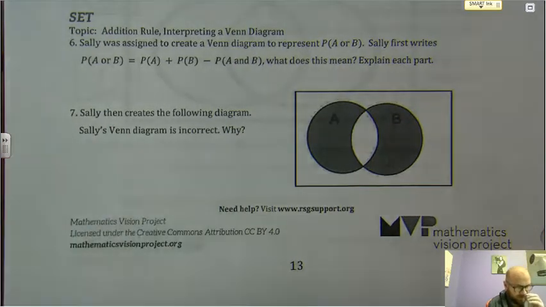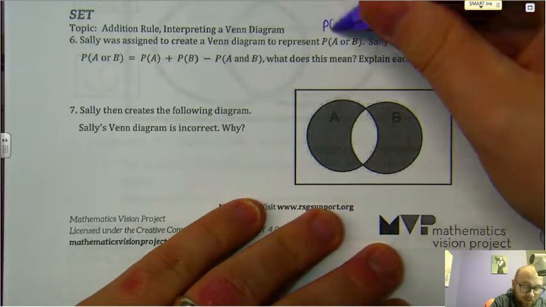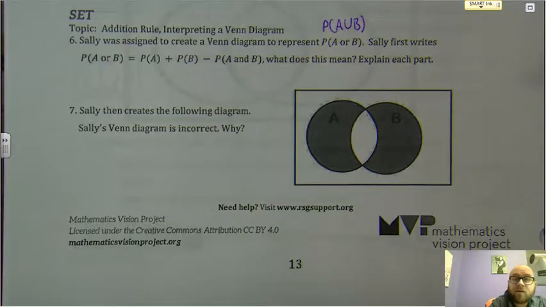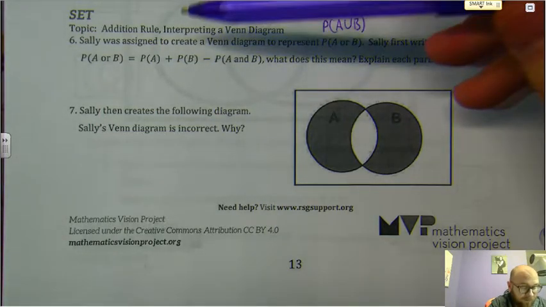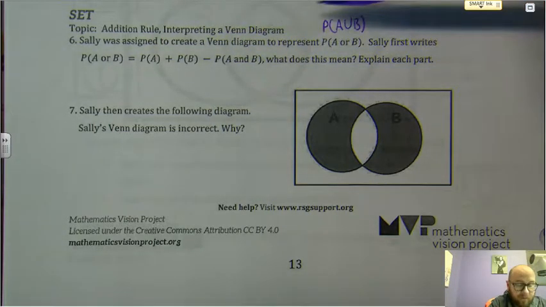Next, we're looking at the addition rule and interpreting Venn diagrams. So Sally was assigned to create a Venn diagram to represent the probability of P(A or B). And remember, P(A or B) is P(A), and then we use this symbol, B, for the inclusive OR. Sally first writes P(A or B) equals P(A) plus P(B) minus P(A and B). But what does this mean?